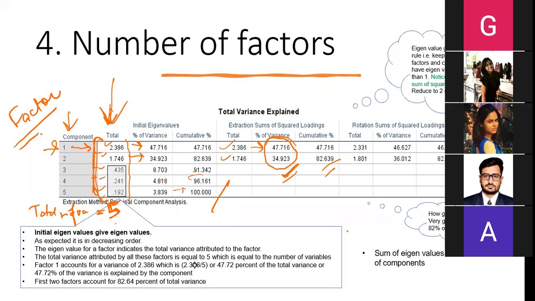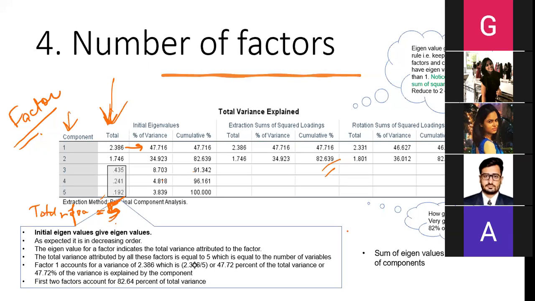We can also calculate this variance from the eigenvalue. The sum is 5. The sum of all this is 5. Divide 2.386 by 5. What is the value? 0.4772. Yes. So you get this value. So you can calculate the percentage of variance from this also.